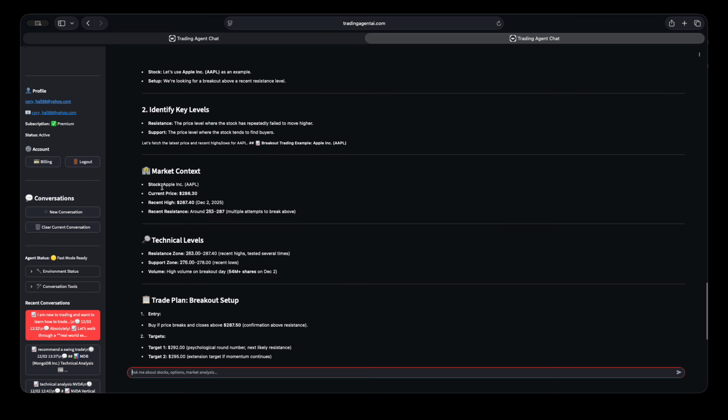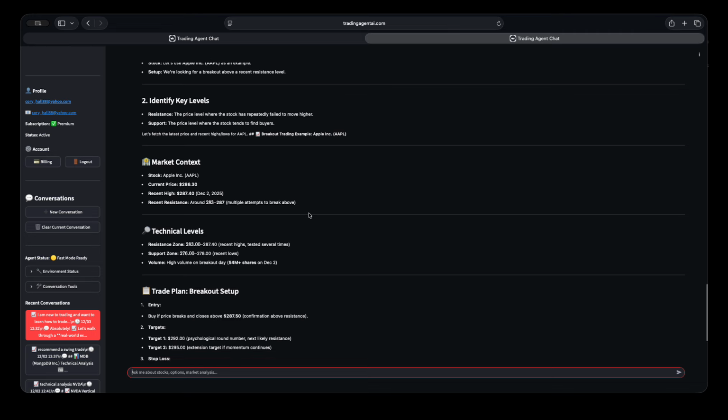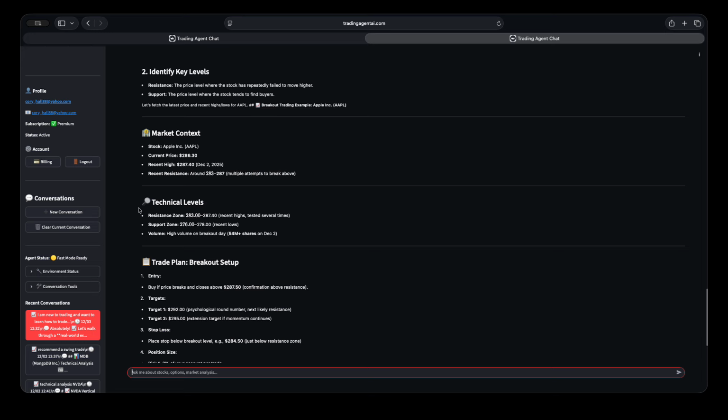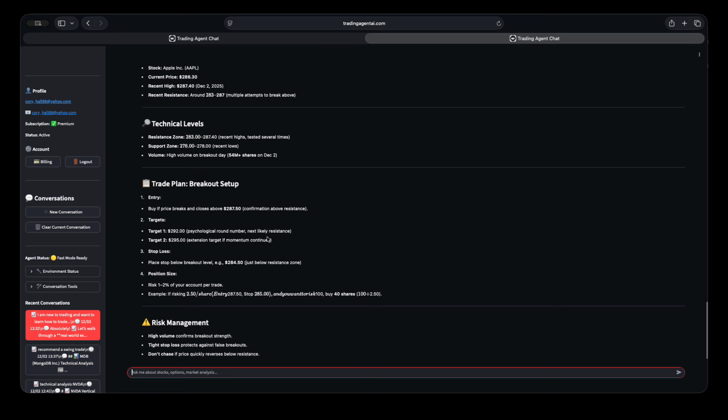And so looking at Apple's price, the current price is $286.30 with recent highs of $287.40, which was yesterday, and recent resistance around 283 to 287. Multiple attempts to break above failed. And so your technical levels are: your resistance zone is 283 to 287, and your support zone is 276 to 278. So that's your channel. The high volume breakout day, with 54 million shares, was on December 2nd.